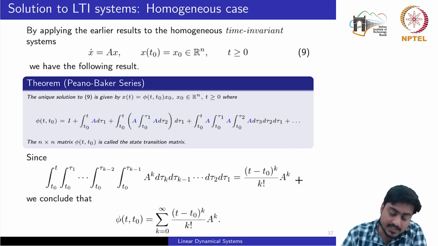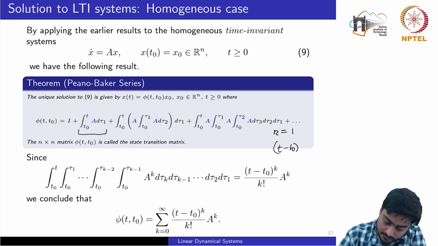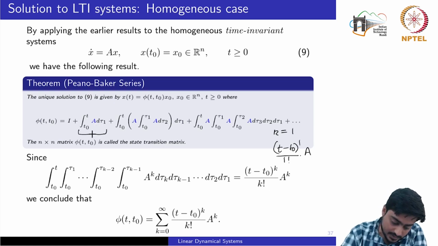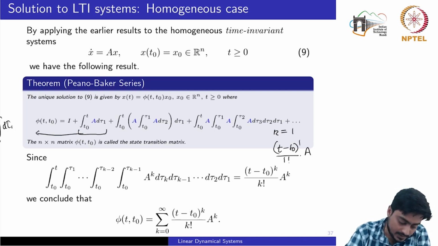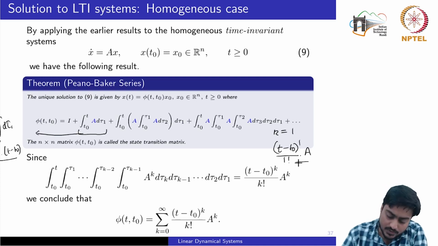So we can take one specific case. Let's say we want to consider k equal to 1, just to better understand the kth term. So k equal to 1 is basically this term. If I put k equal to 1, the solution would be (t minus t0) to the power 1 over 1 factorial into A. Now notice here that since A is a constant matrix, I can take it outside the integral. It would be the integral from t0 to t of d tau 1, and this one is basically given by t minus t0. Just for better visualization, you can also consider k equal to 2, k equal to 3, just to understand that the solution of the kth term would be given by this one.